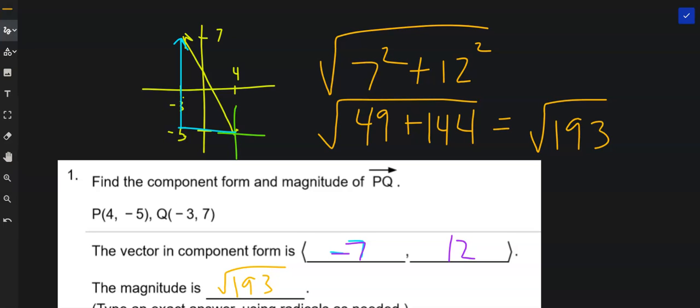Now, if it was an airplane, and I was looking for the speed of the airplane, it's not going to be radical 193. You can actually type that on a calculator and tell me what it is. But that's for the airplane story problem type stuff. For this, just leave it radical 193 and move on.